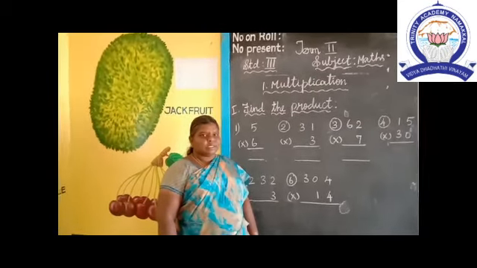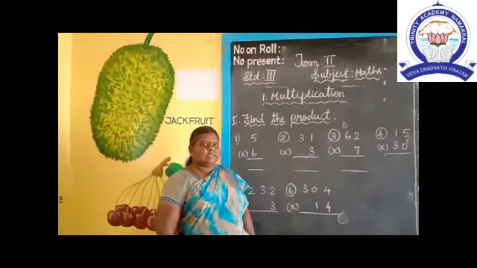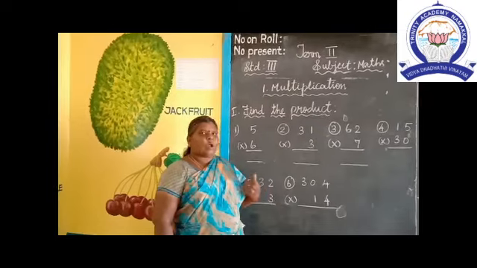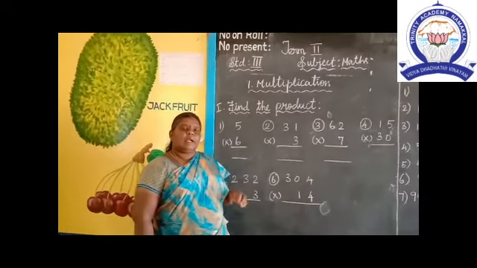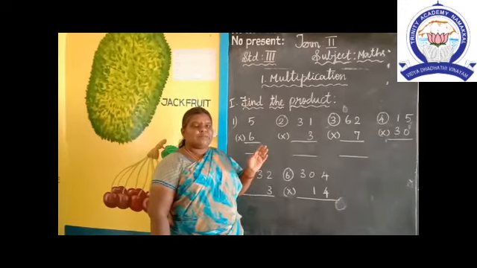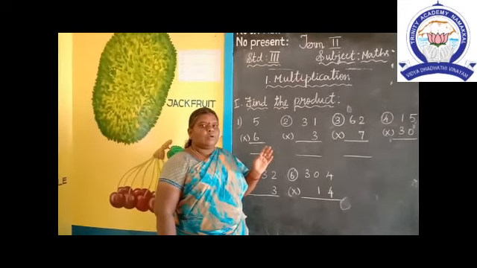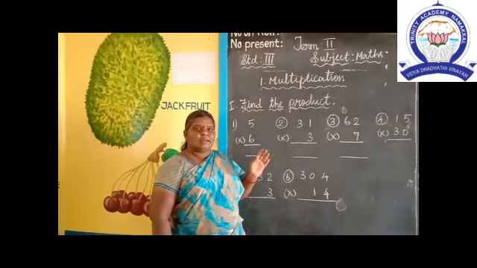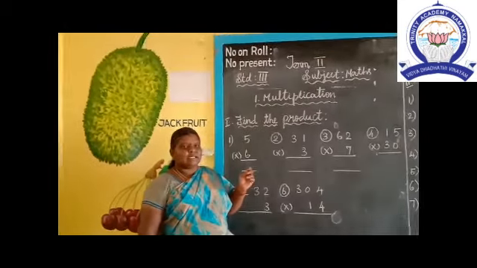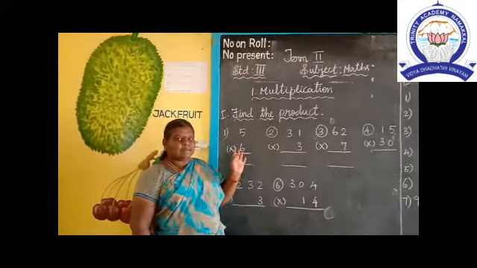Now we will see the subject, maths. See the term 2 portion, chapter 1, multiplication. Already you know about addition and subtraction. Now we will see multiplication. Do you know about the multiplication table? Yes. Already you have read the multiplication tables. Now we will do the sums.